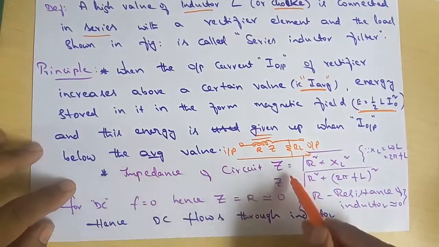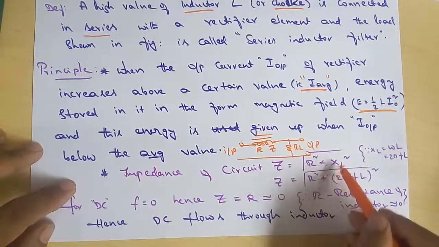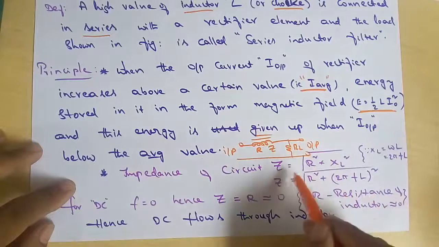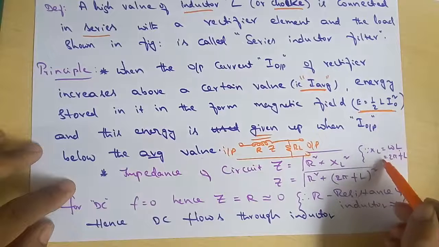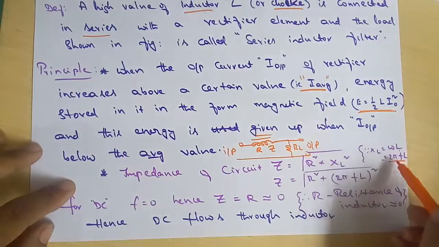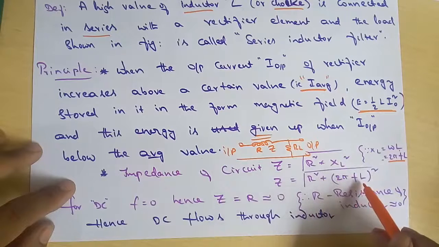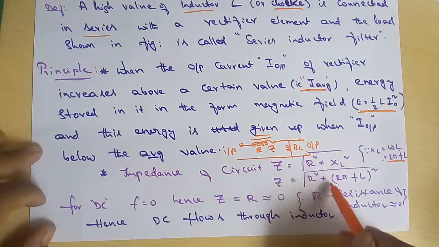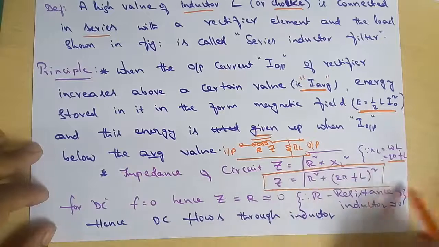So the impedance of the circuit Z is equal to the square root of R square plus XL square, where R means the resistance of the inductor, approximately 0, no need to take it here actually. XL means omega L, that is 2 pi fL. Now substitute: Z is equal to the square root of R square plus (2 pi fL) whole square. So here this is the impedance.